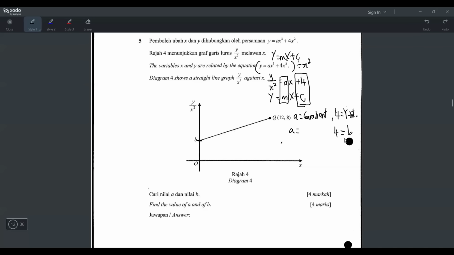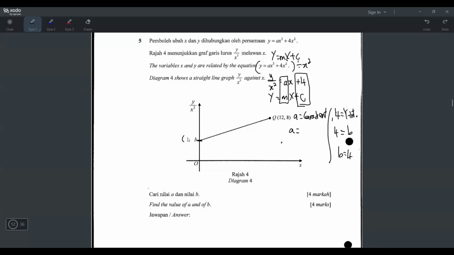So I can write here B is equal to 4. Okay, so remember, the idea is you take the gradient and the y-intercept from your equation and make them equal to the gradient and y-intercept in the graph. So if the y-intercept in the equation is 4 and the y-intercept in the graph is B, so B equals 4. And then how to find the gradient now?